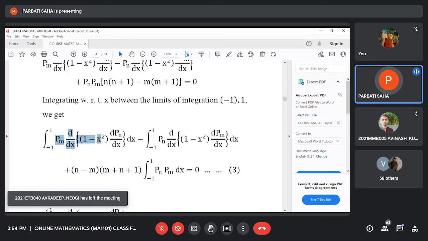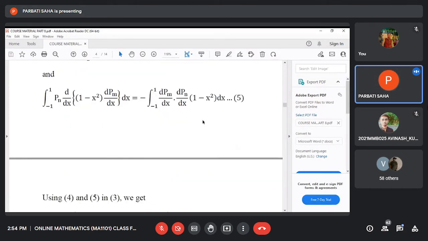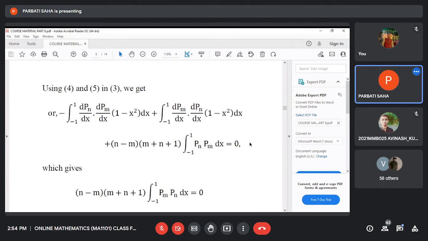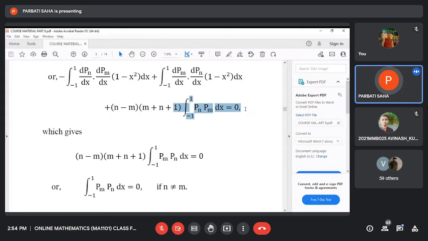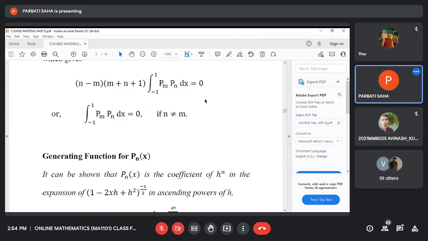We put the values obtained from 4 and 5 in 3, and then we obtain this. Now these two terms are the same but of opposite signs, so this term will be cancelled, and so we obtain this integral equals 0. These factors are non-zero, since n is not equal to m, so the integral of Pm Pn dx equals 0, and this is proved.